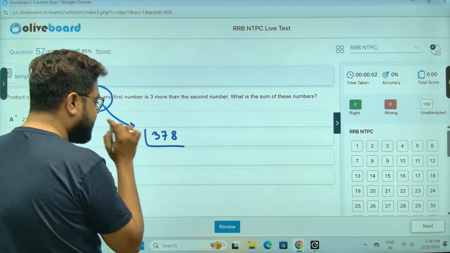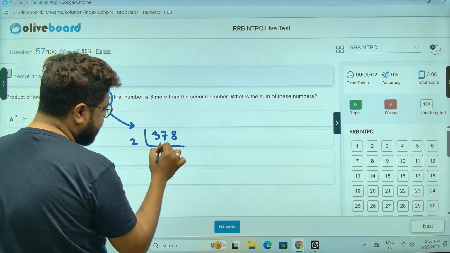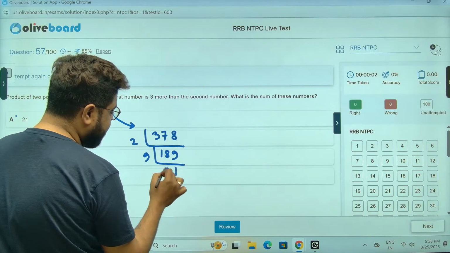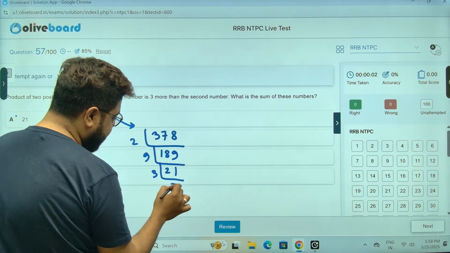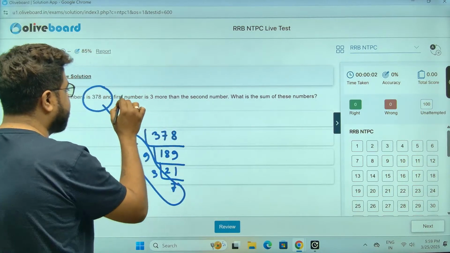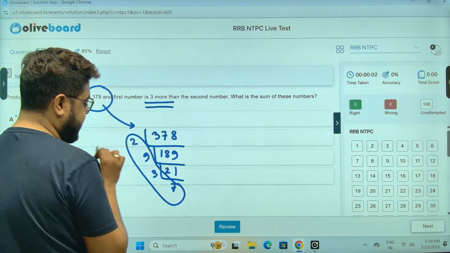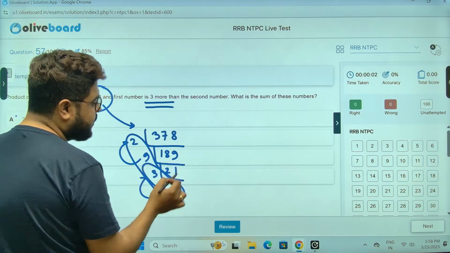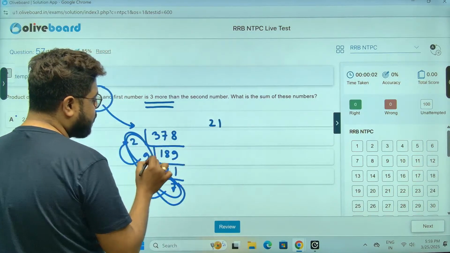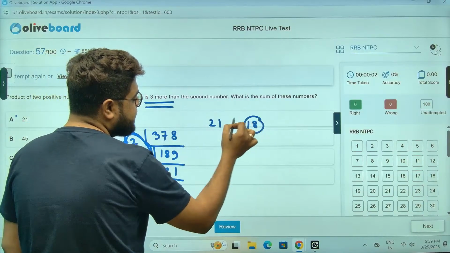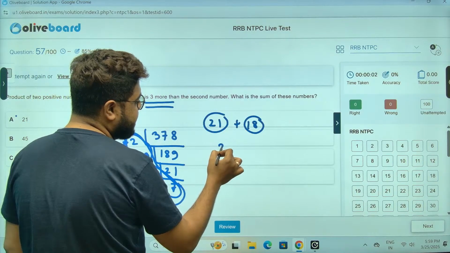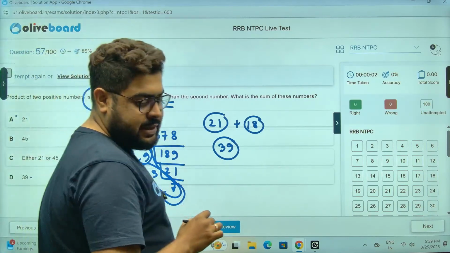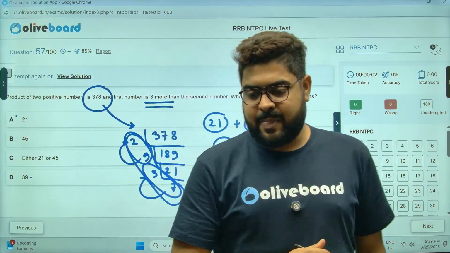Sir, break it: 378 is 9 into 42, so 9, 2, 3, 7 are the factors. I need to make two numbers which have a difference of 3. 9 into 2, 18. अरे हो गया देखो. 3 into 7, 21 is one number. 9 into 2, 18 is another number. They are asking for the sum, so the answer will be 39. 39, ये देखो option D में बैठा. It is option D, sir.